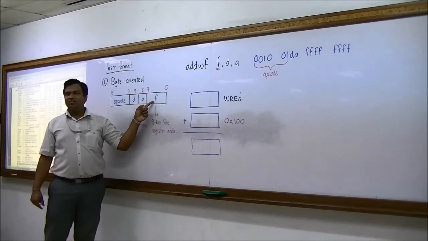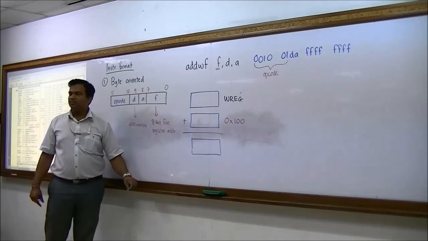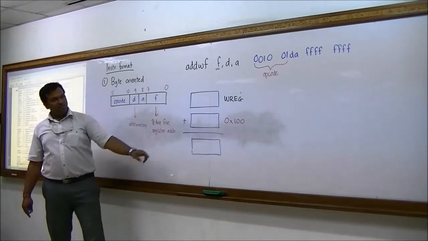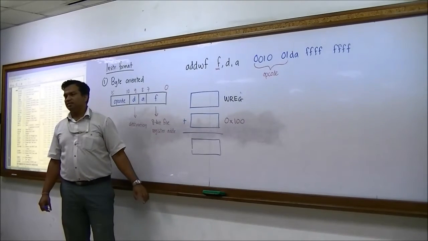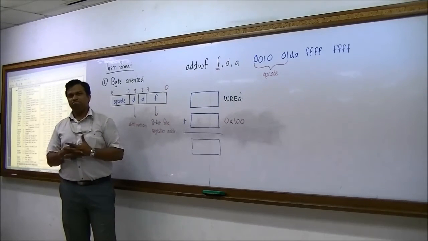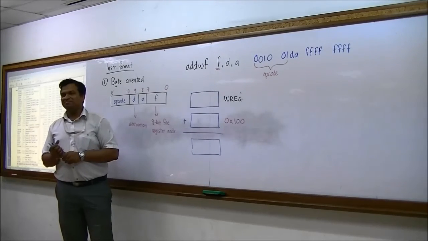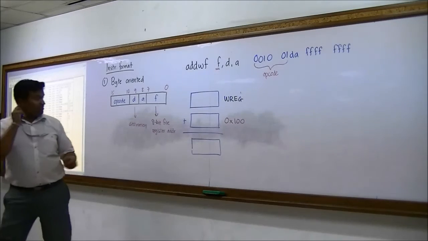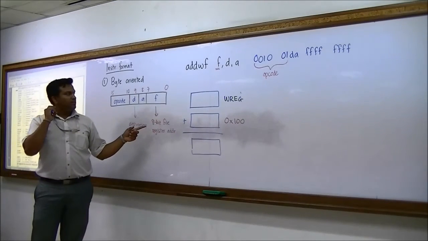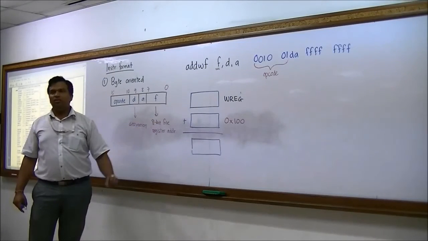This F field only allows an 8-bit file register address. This is how many bits? This is how many bits? So there is a mismatch. We dropped the subject. So there is a problem here. This F field only allows 8, whereas the address is 12.